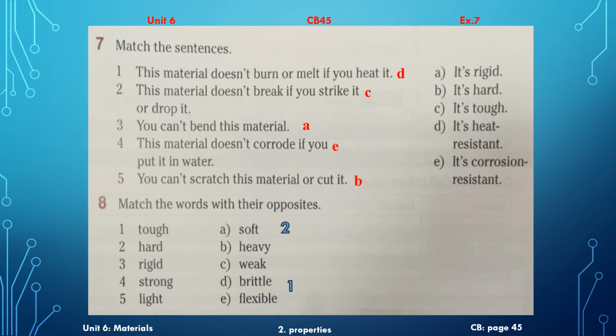Number 3, rigid. Rigid means it doesn't bend easily. So the opposite is flexible. Flexible. Number 4, strong. The opposite is weak. 5, light is the opposite of heavy.